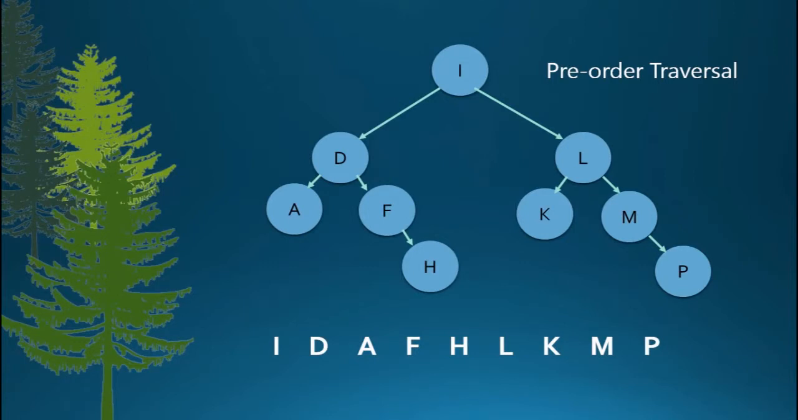So pre-order traversal gives you a view of what the trees look like. If you look at IDAF, you see that I is your root node, and then the first subtree that it encounters below that is the D subtree, the A on the left, the F on the right. Likewise, when it processes the F subtree, it shows that there are no nodes on the left and H on the right. So that's pre-order traversal.